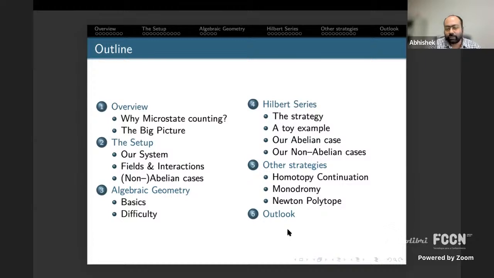And then I will go to some numerical techniques, which are almost exact in the sense that they are numerical, but they are very efficient and really precise. And I will just talk about maybe the first two, homotopy continuation and the monodromy, and Newton polytope. We'll see if we have time. And then I will maybe end with the outlook.